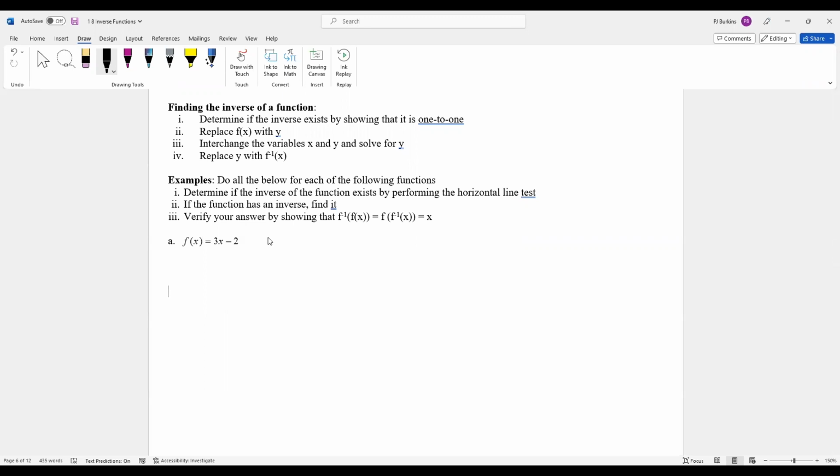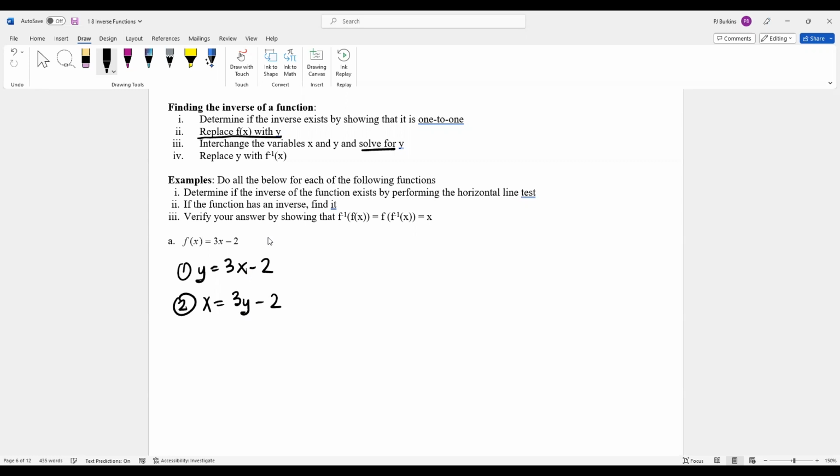How do we do that? Well, to do that, we need to first replace the function f of x with y. So step one, y equals 3x minus 2. Step two, interchange the variables x and y and solve for y. So what I really mean by that is everywhere you see a y, replace with an x. Everywhere you see an x, replace with a y. So this equation becomes x equals 3y minus 2.